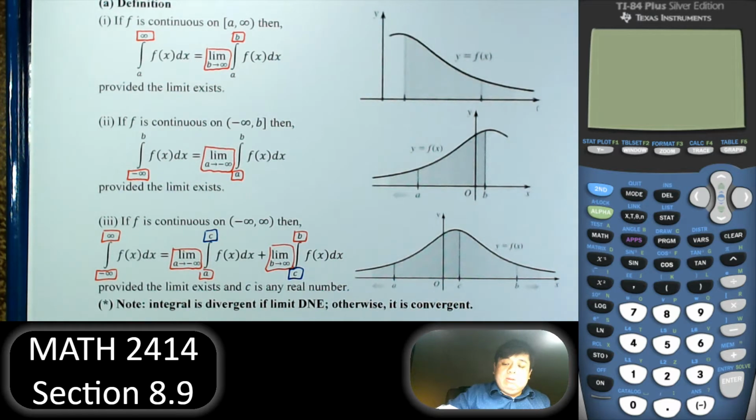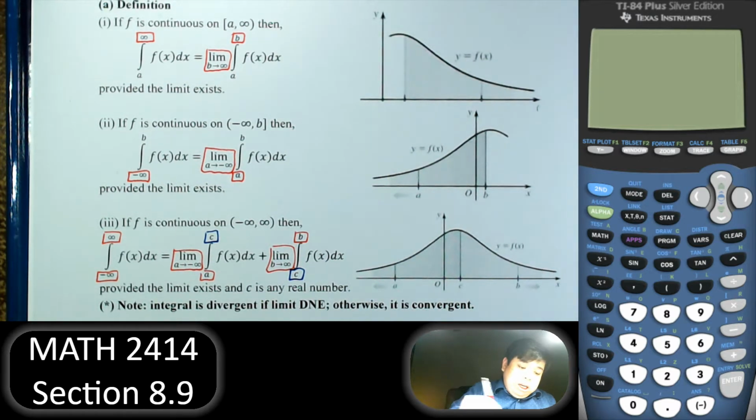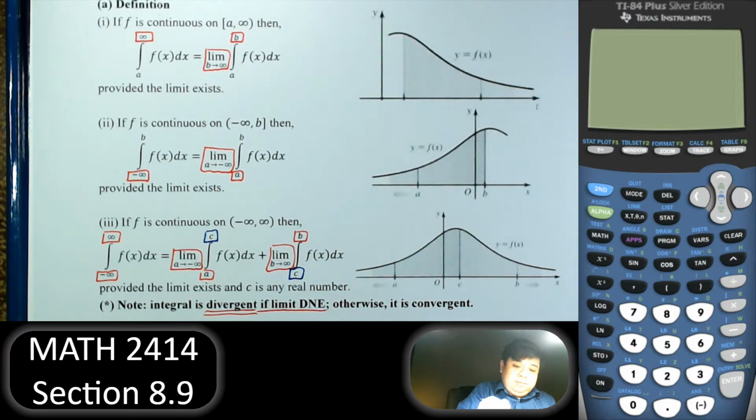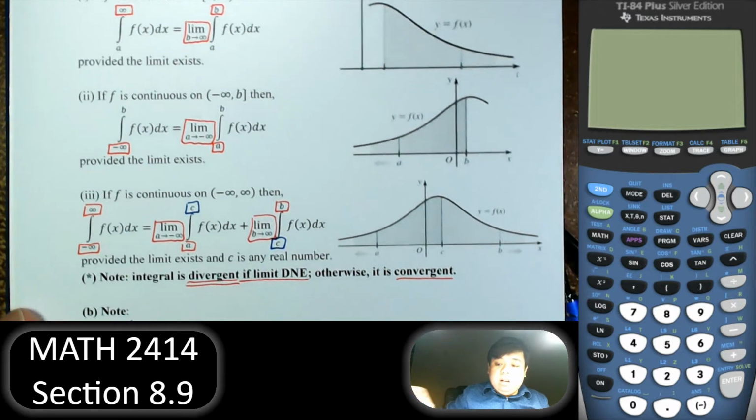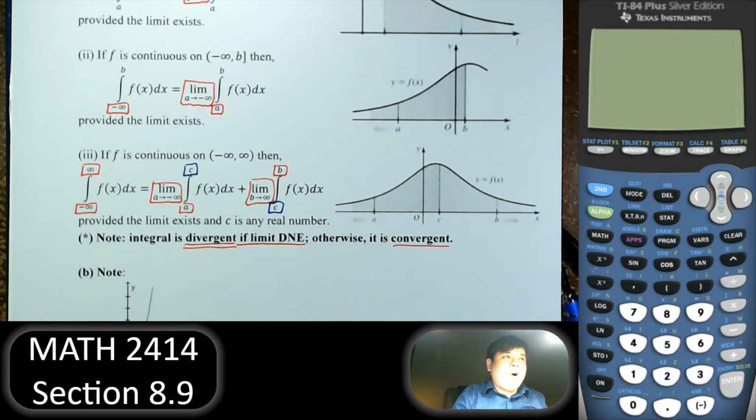Now, if the limit does not exist, we call the integral divergent. If the limit exists, it is called convergent. So for the problem with the limit, replace with the numbers, do the integral, and then evaluate the limit. It's not anything we haven't learned before, just a terminology here.